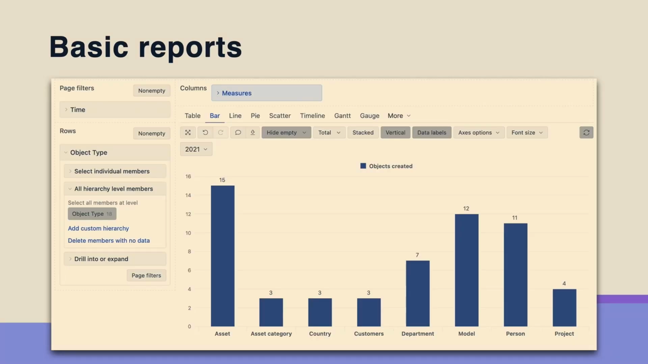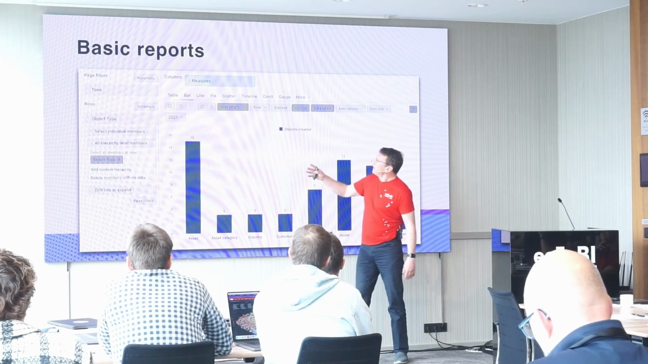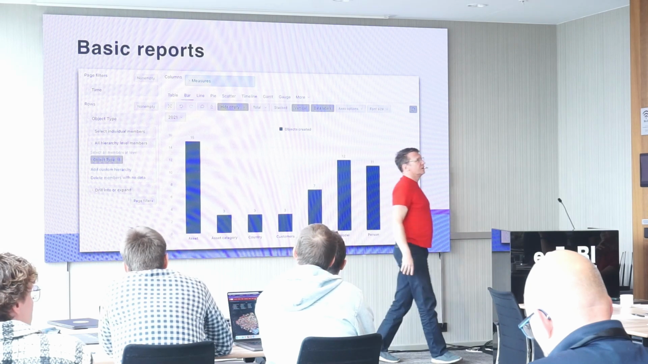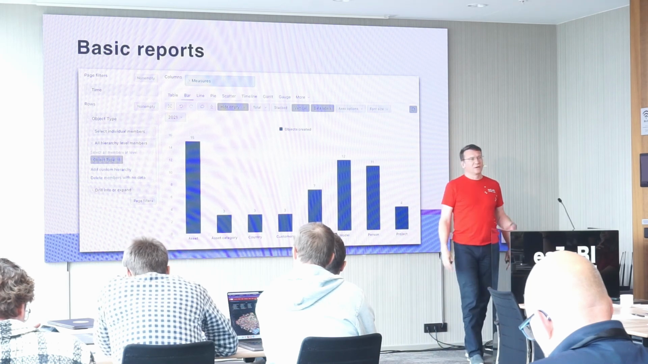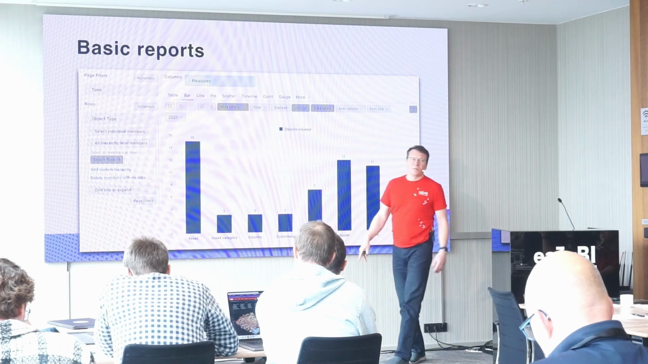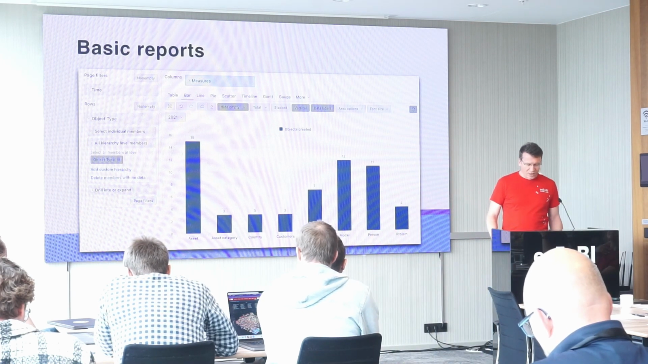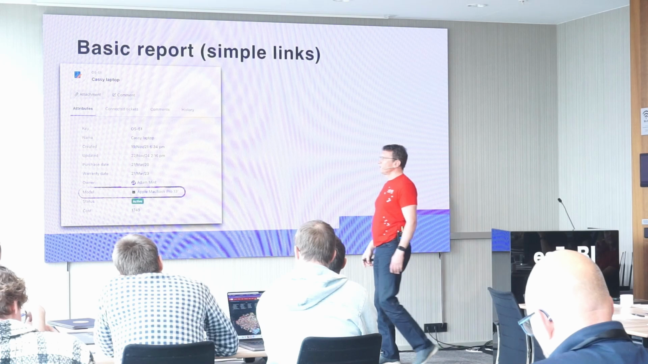But now let's have a look at some examples. This is what I imagined as the simplest possible report from the assets data model. No custom calculations, just drag the object type on report rows and put the time filter on pages, and the objects created default measure gives the number of assets per each object type created in the selected period. In this case 2021. But that's not what people are usually looking for.